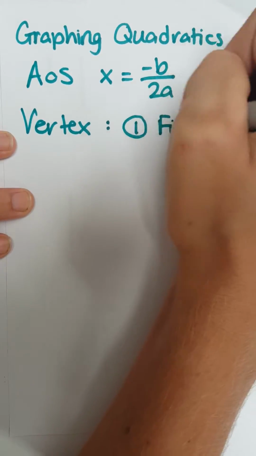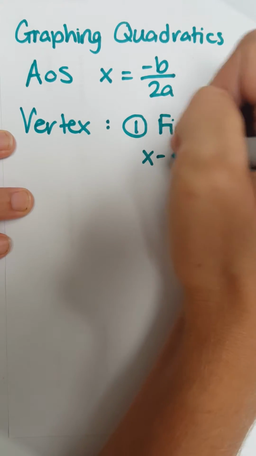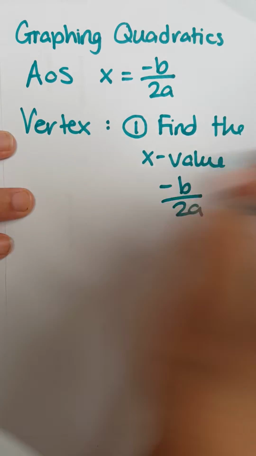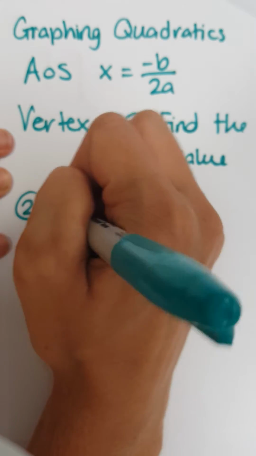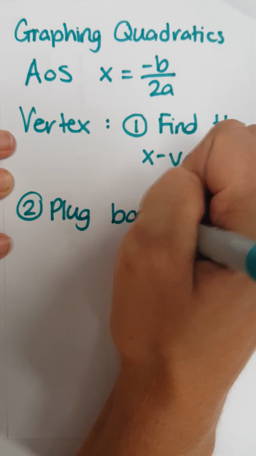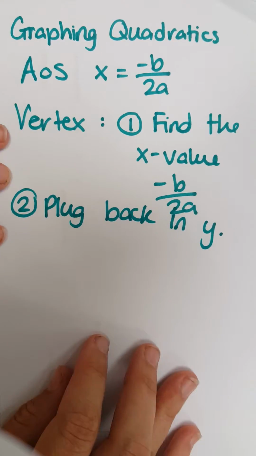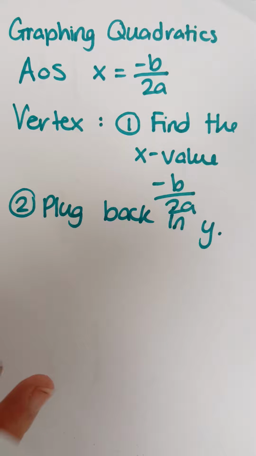find the x value, which is negative b over 2a. Step 2 is to plug back in for y. Okay, so there are 2 steps. So let's actually try something.